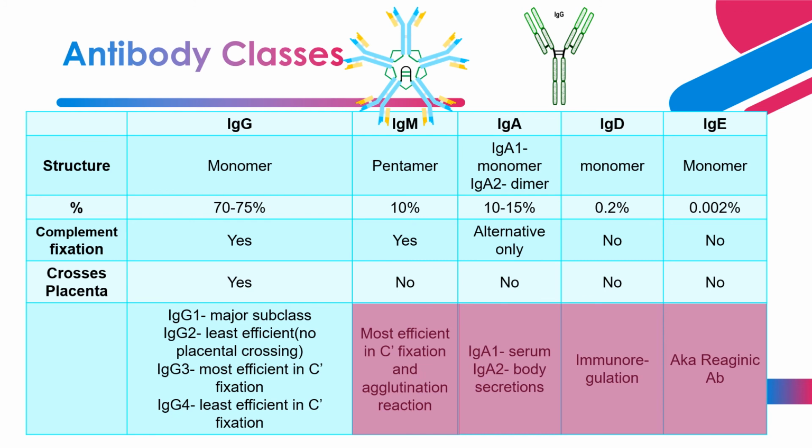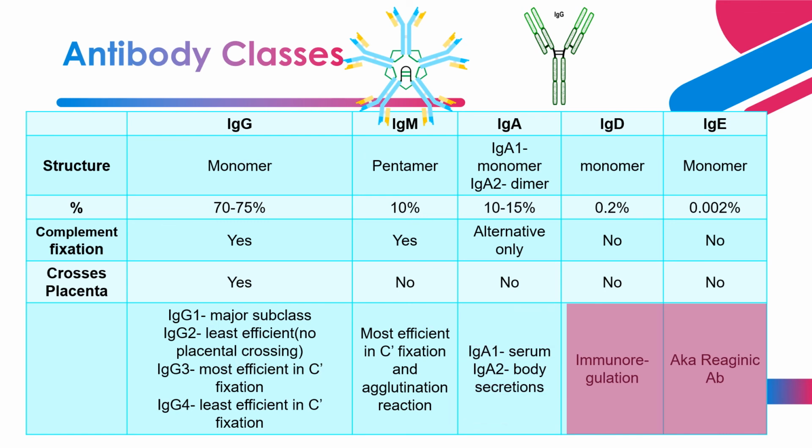IgG has 4 subclasses: IgG 1, 2, 3, and 4. IgG 1 and 2 are related to placental crossing, and IgG 3 and 4 are concerned with complement fixation. Between IgG 1 and 2, IgG 1 is most efficient in placental crossing. It is also the major subclass of IgG. Between IgG3 and 4, IgG3 is the most efficient in complement fixation, while IgG4 is the least efficient in complement fixation. IgM is considered the most efficient out of all the antibody classes in complement fixation and agglutination because of its size.